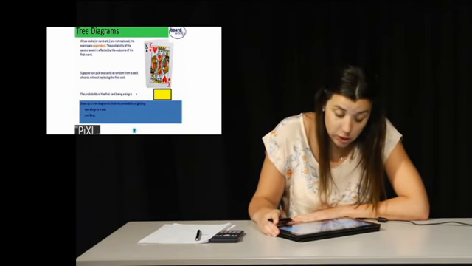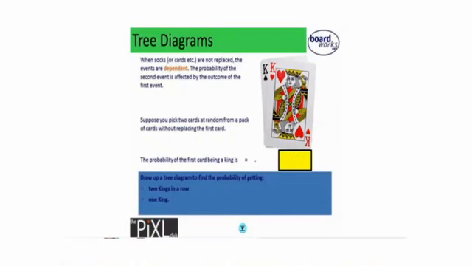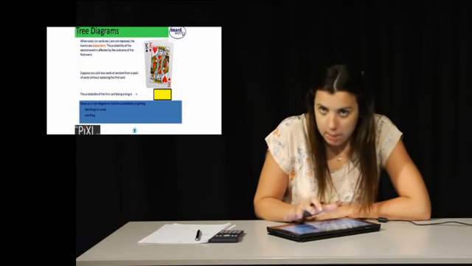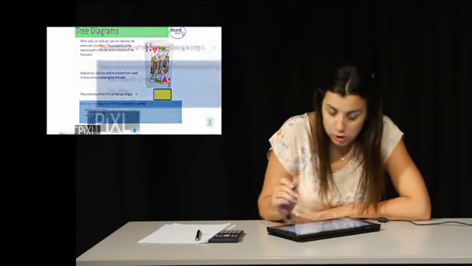Let's take a read through the next question together. When socks or cards, anything we're talking about, are not replaced, events are called dependent. The probability of this second event is affected by the outcome of the first event. That's why they're called dependent. Suppose you pick 2 cards at random from a pack of cards. It's worth learning about cards because lots of these questions are around cards.